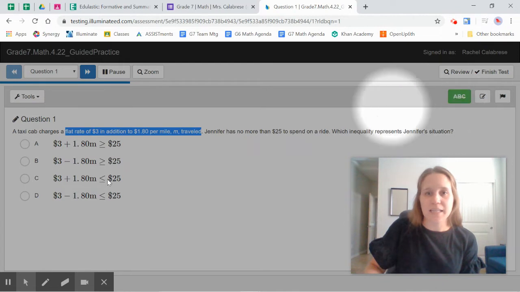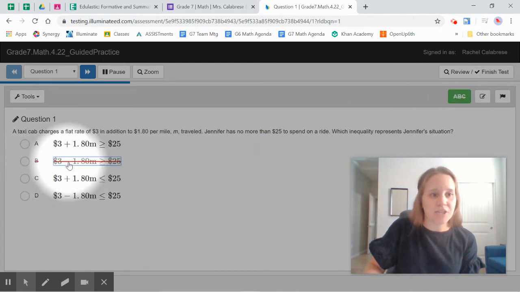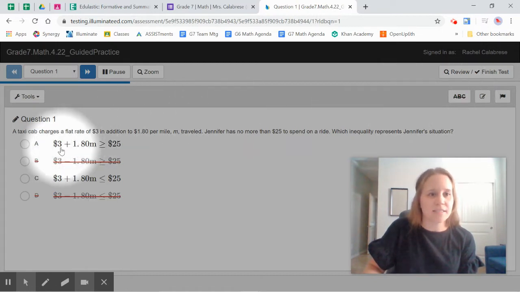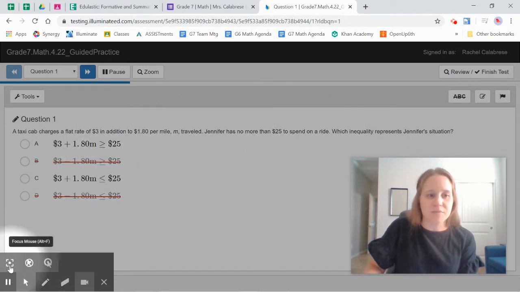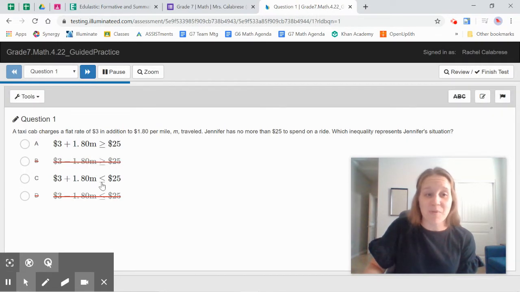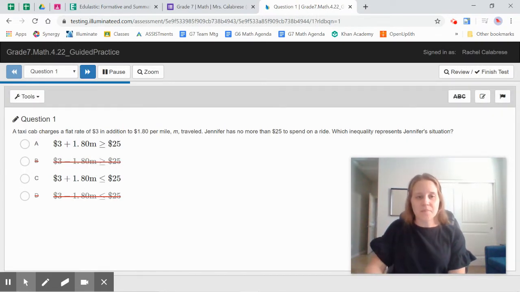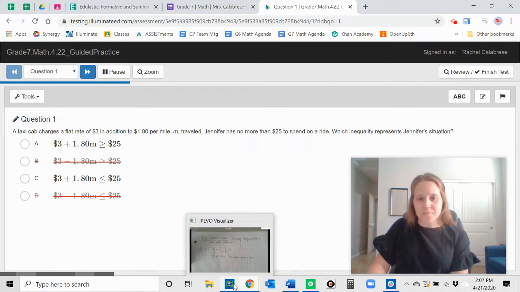So I'm going to go ahead and eliminate B, which has subtraction, and D, which has subtraction. That doesn't make sense in this context. And then I've got Jennifer has no more than $25 to spend on a ride. So I'm between A and C, and the question is which one? I'm looking at the inequality signs. I'm noticing they're flipped. So let's talk about what that means.